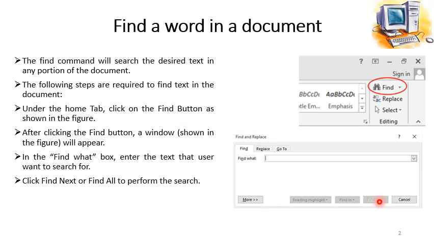Whenever we click on Find Next, the same word found in the document will be highlighted one by one. And if you want to find out the number of occurrences of the same word, how many times the word occurs in the document, the word found at all places will be highlighted at the same time. So for that reason we will click on the Find All button.